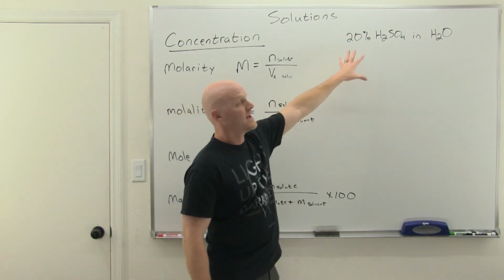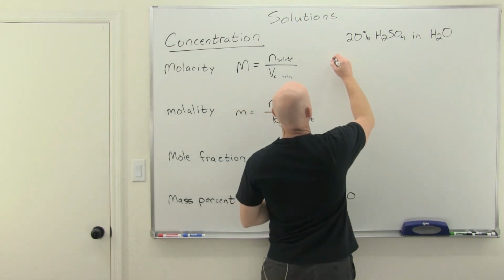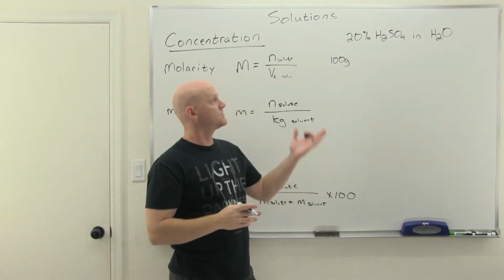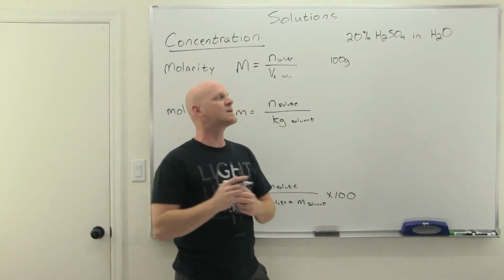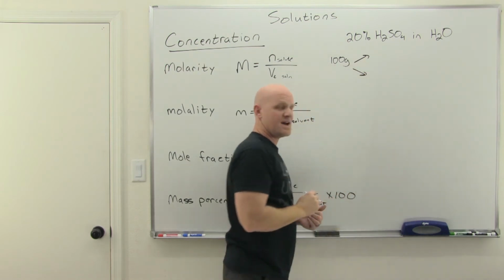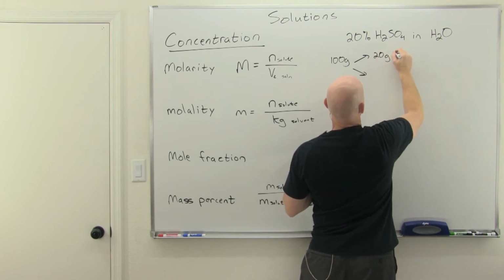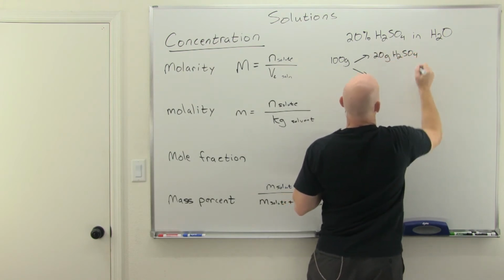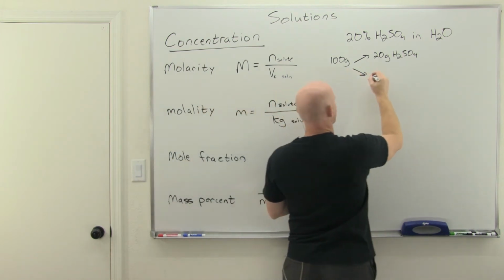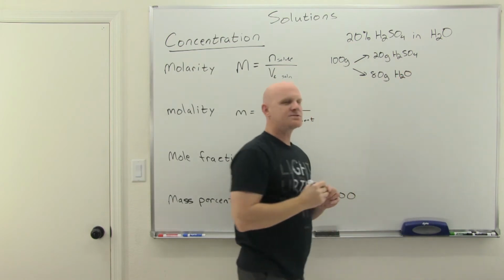And so in this case, it's going to be convenient to consider that we have a 100-gram sample, just to make the math easy, because I can do 20% of 100 and 80% of 100 really easily. I don't even have to pull out my calculator just yet: 20% of 100 grams is 20 grams, so we've got 20 grams of H2SO4. And the remaining 80% is water, and 80% of 100 grams is 80 grams, so we've got 80 grams of water.